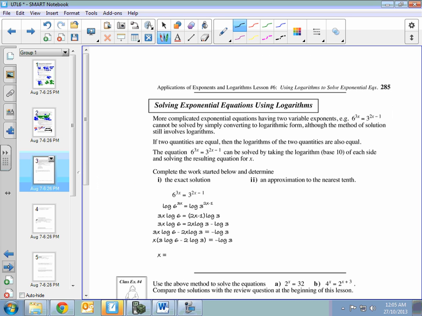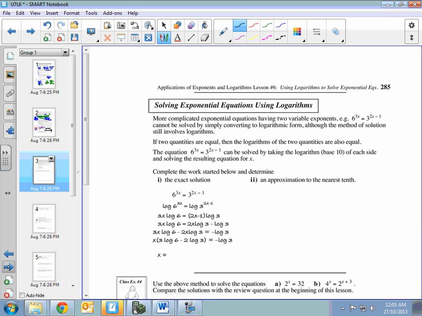Solving exponential equations using logarithms. More complicated exponential equations having two variable exponents, for example, 6 to the 3x equals 3 to the 2x minus 1, cannot be solved by simply converting to logarithmic form, although the method of solution still involves logarithms. If two quantities are equal, then the logarithms of the two quantities are also equal.